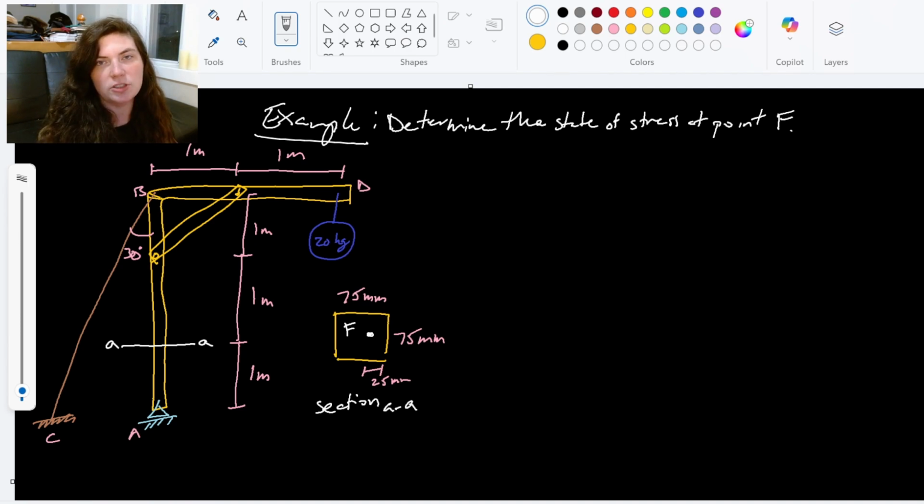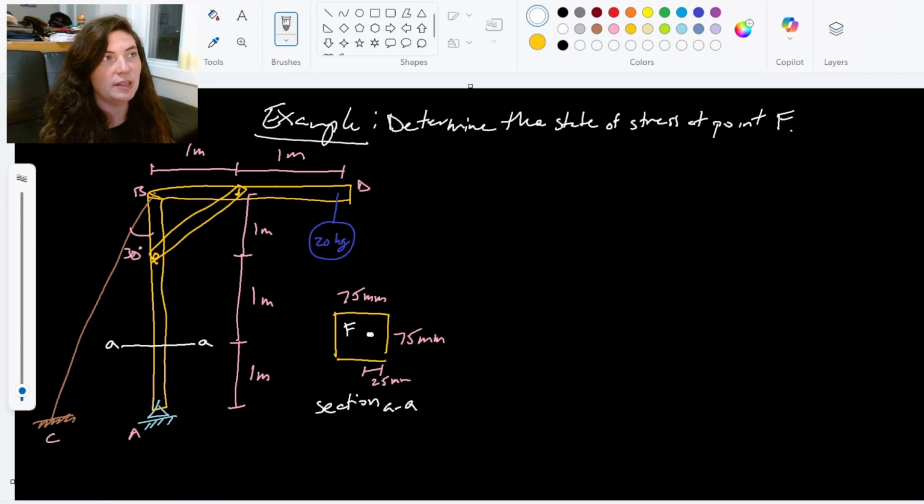So anytime we have a question that's asking us about the state of stress at a point, that's a pretty good indication that we're going to be doing combined loading, right? So state of stress is asking us just to find the normal stress and the shear stress that's going on at this specific point. So that's what we're going to do. But to do that, we're going to have to do a lot of statics first, right? We need to solve some of these reactions so we can take this cut at AA.